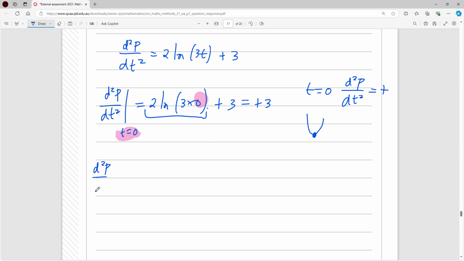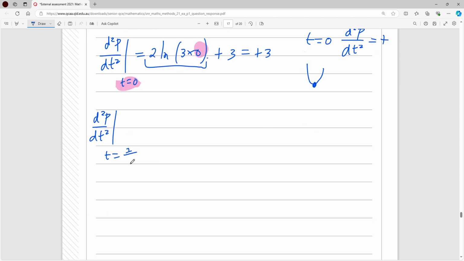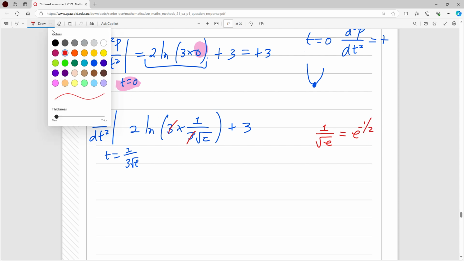So the second derivative, when t equals, what's this monstrous number? 1 over 3 root e. So you have 2 ln, and then you have 3 times 1 over 3 root e, plus 3. So here you can clearly see the 3 is going to cancel out there quite nicely. Now we're going to rewrite, so 1 over the square root of e, we know is e to the power of negative half. Now the reason why we want to write it like this is because it's going to be easy to sort out here, okay?